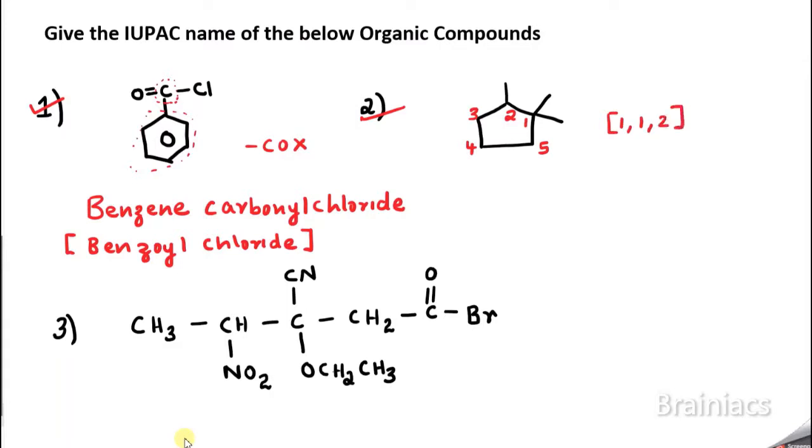Now suppose I give 1 to the other substituent, then how will it come? 1 comma 2 comma 2. So we know by the first point of difference rule, here both are the same at first, and the lowest number is this one. So this should be the correct naming.